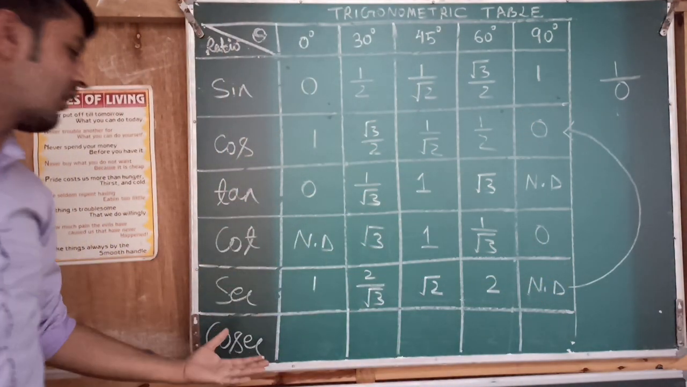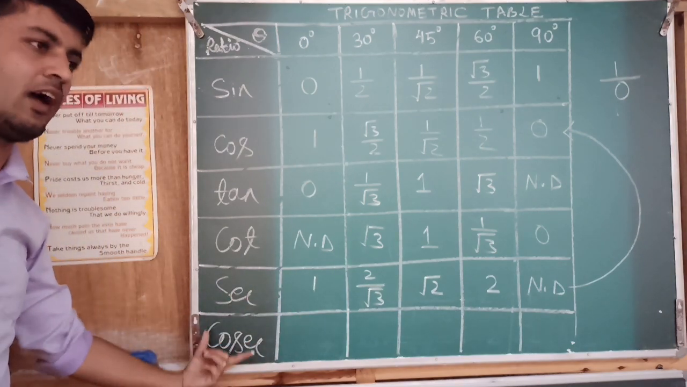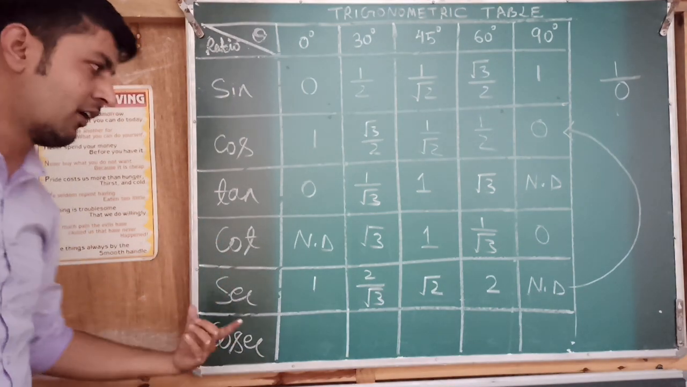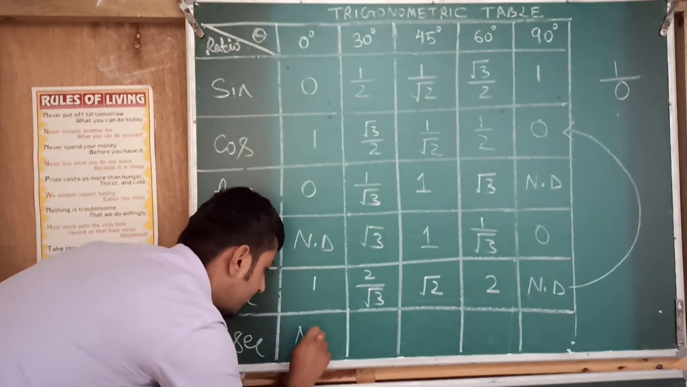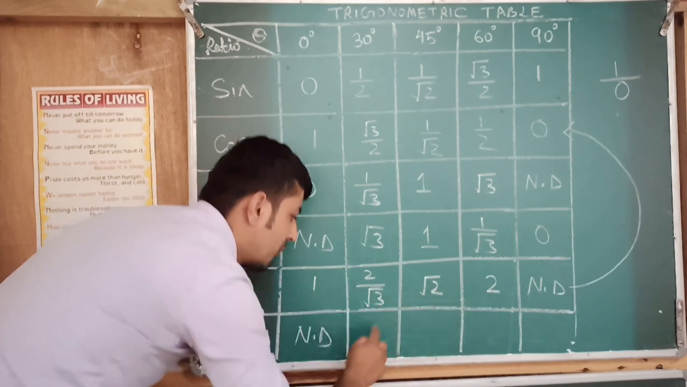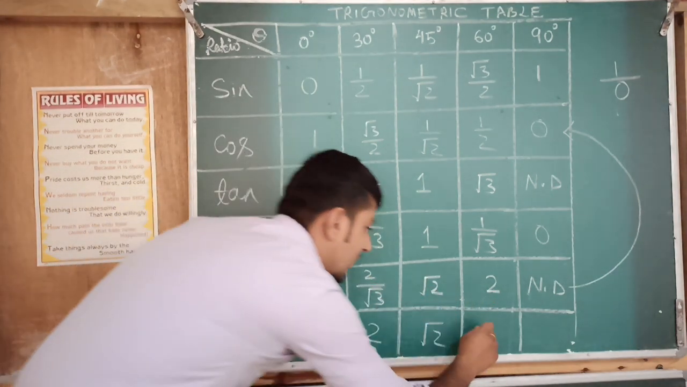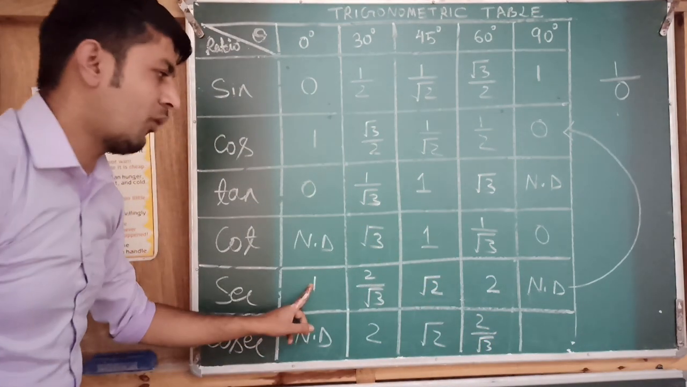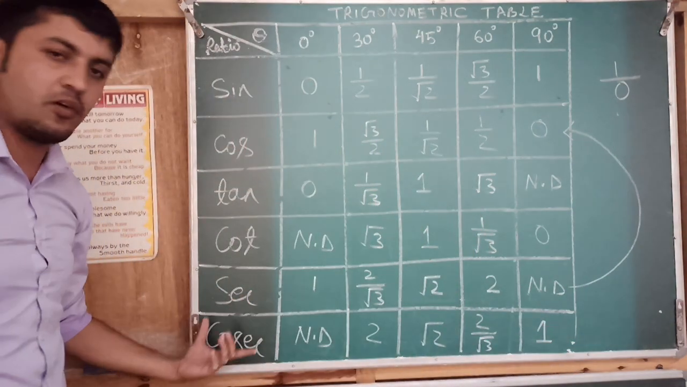Now finally the last row will be filling up. That is your cosec theta. How to find out your trigonometric table for your cosec. So what you will be doing, this ND you bring it here. This not defined you bring it here. This 2 you bring it here. This root 2 you bring it here. This one you bring it here. And this one you bring it here. So you have got your cosec theta.